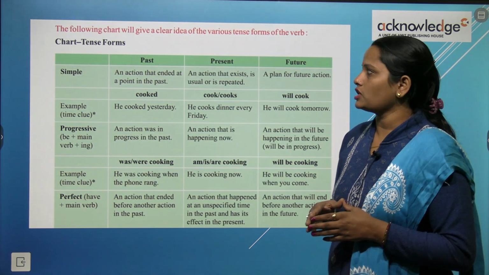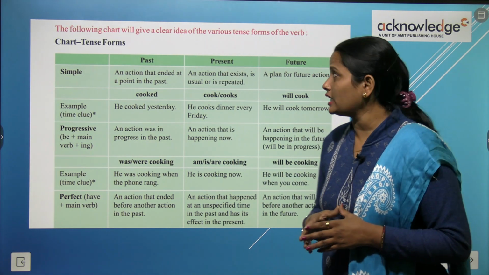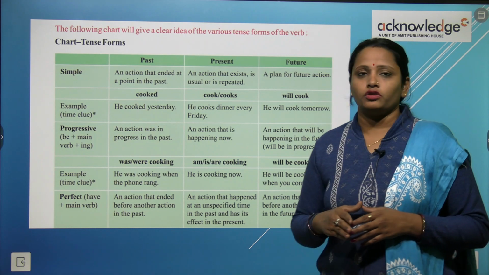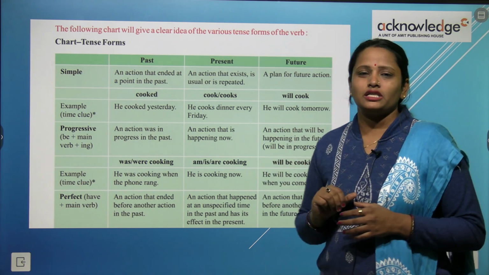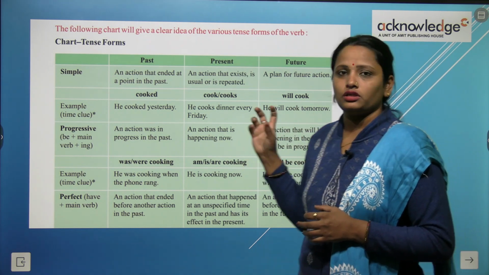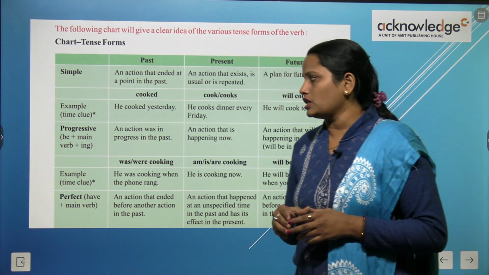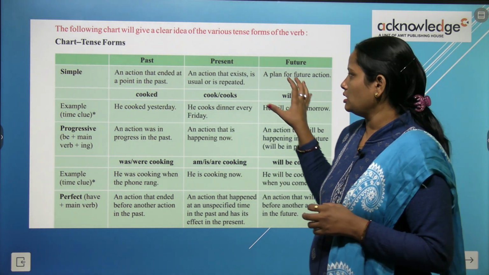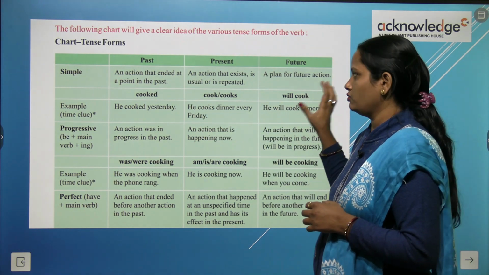So the following chart will give a clear idea of the various tense forms of the verb. सो अब हम जब इस चार्ट को पढ़ेंगे तो हमें इजीली पता चल जाएगा कि what all is to be followed when we learn about tenses. So here the first is simple. अब सिंपल को डिवाइड किया गया इन 3 पार्ट्स, पास्ट, प्रेजेंट एंड फ्यूचर.